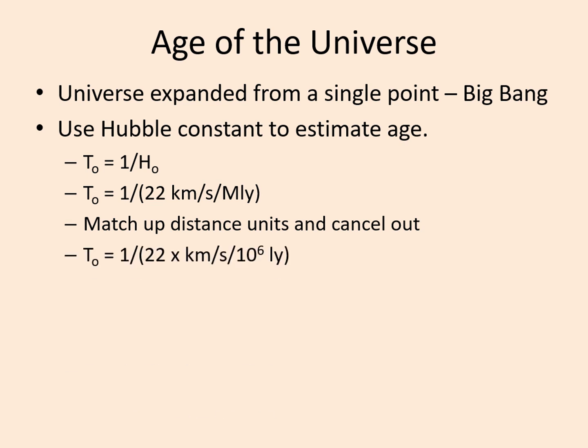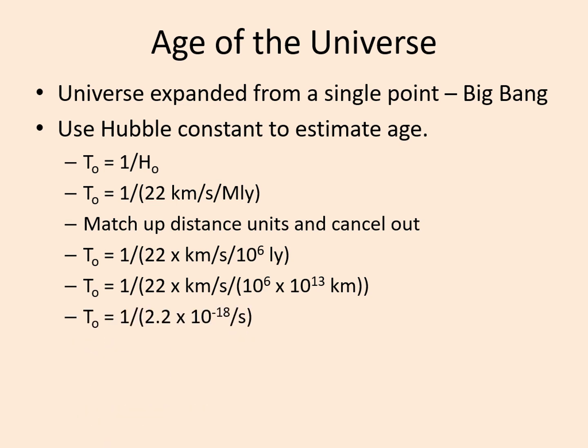Remember that a megalight-year is 1,000,000 light-years. So we do this conversion first. Then we convert light-years to kilometers by multiplying by 10 trillion, or 10^13 kilometers. At this point, the kilometers cancel out, and we're left with units of seconds. This gives us an age of 4.5 times 10^17 seconds. When we convert this into years, it gives roughly 14 billion years.